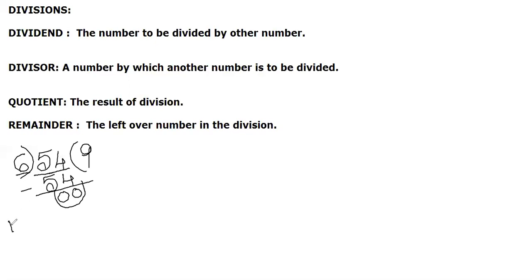Now we'll write: Capital D, dividend, is equal to 54. Capital D, divisor, is equal to 6. Capital Q, quotient, is equal to 9. Capital R, remainder, is 0. No need to write 2 zeros, we can write 1 zero.